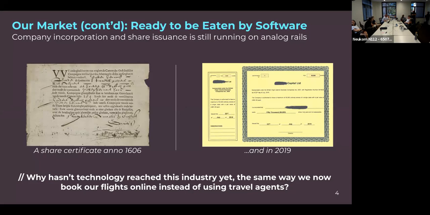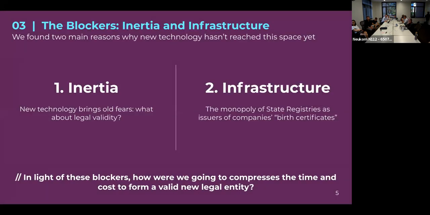What is it that prevents people from inserting technology? Because we all buy our flights now online, right? We don't use travel agents anymore. Who has used a travel agent over the last year to book a flight? We now see that as accepted, that we don't buy our travel through an intermediary, but we still set up companies through intermediaries. And so we, sad bunch that we are, being quite obsessed about this space, started to analyze where the blockers are.